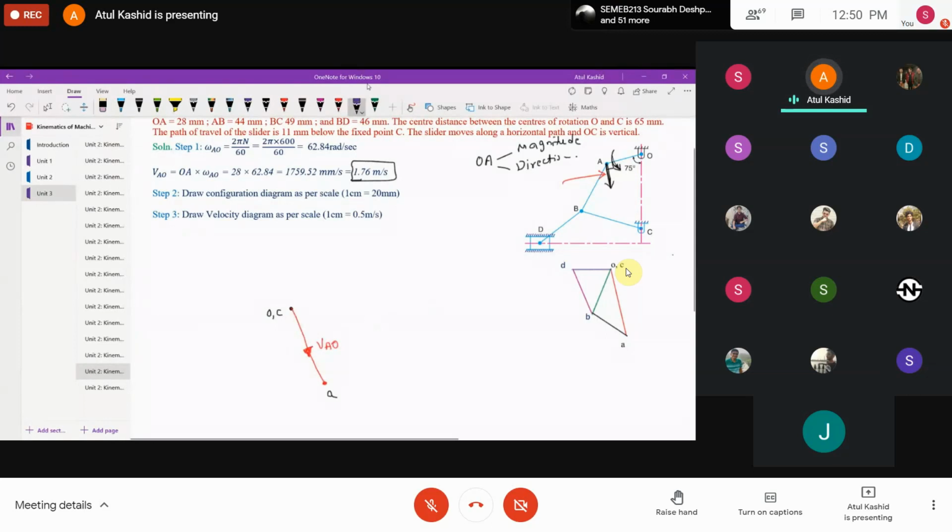For the velocity diagram, you can take the scale, convenient scale. So here I've taken 1 centimeter equals to 0.5 meter per second. And accordingly, if 1 centimeter is equals to 0.5 meter per second, then 1.76 meter per second is equals to how much centimeter, right? So the answer will be the magnitude of this vector. Okay, so that thing I think you have done in the previous problem, so we'll not waste time on that.